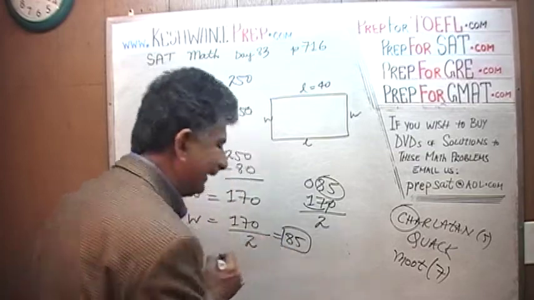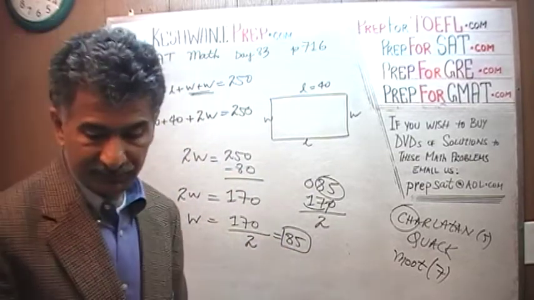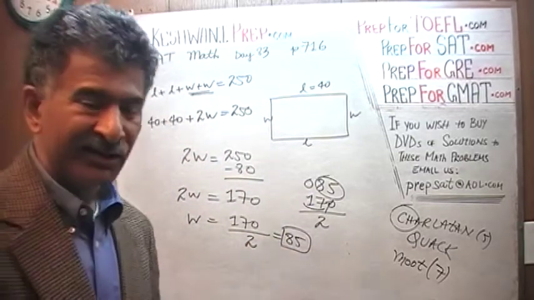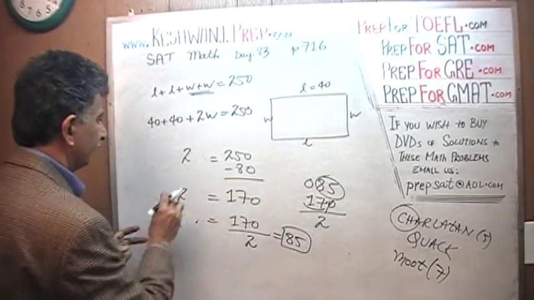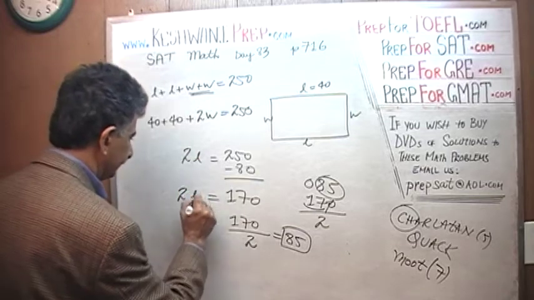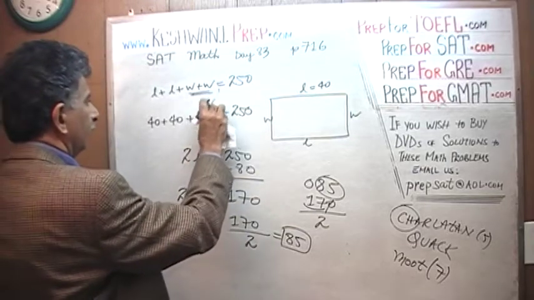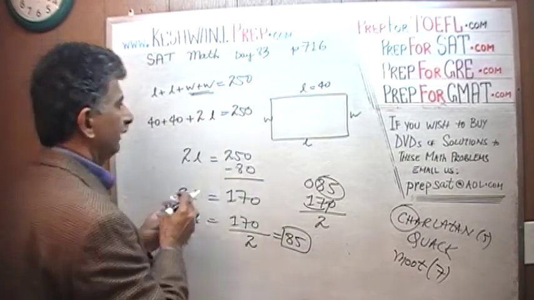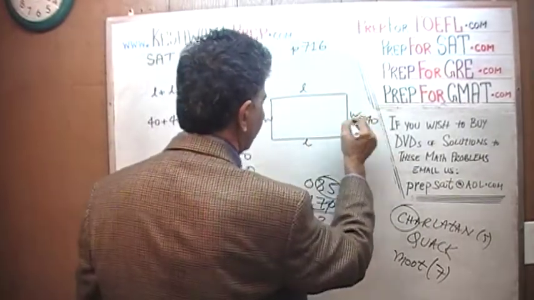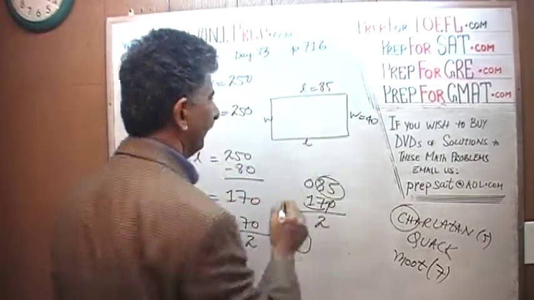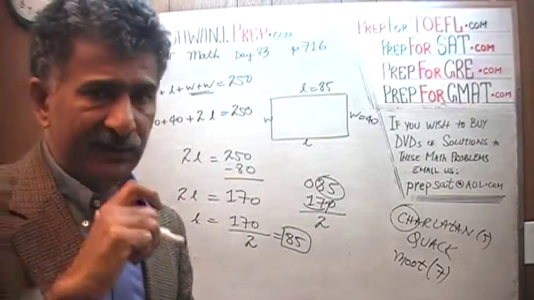Since it turns out to be 85, it's not a big deal. It doesn't change anything. It just changes the name. We cannot call it the width. These are lengths. And W was 40. And now we found out the length is 85. But it doesn't change anything at all.